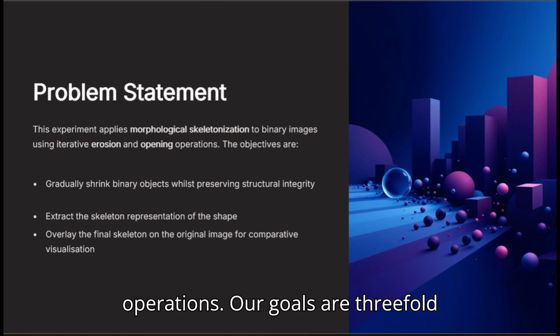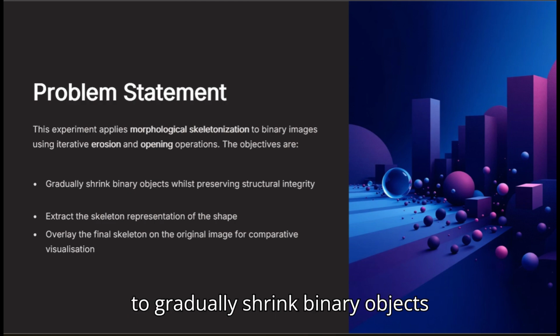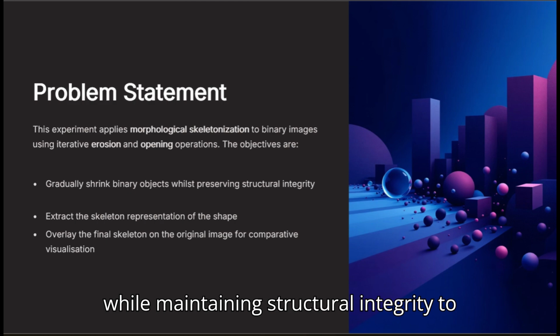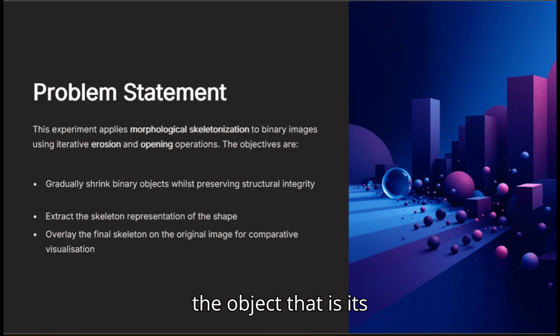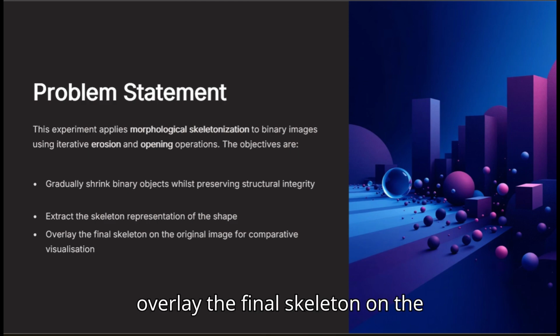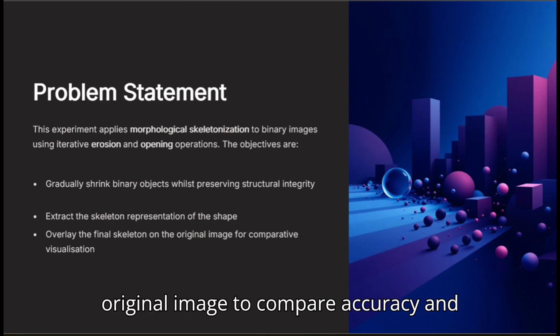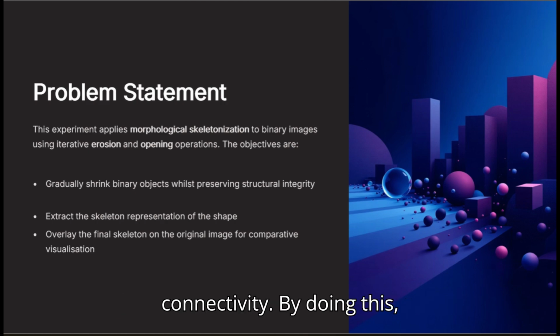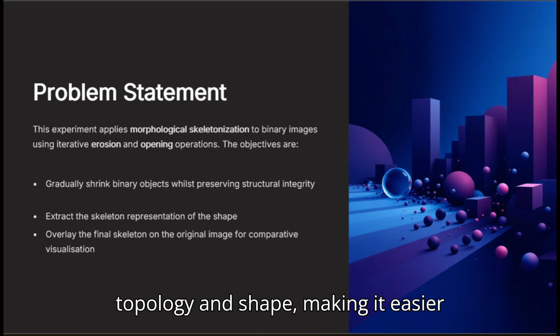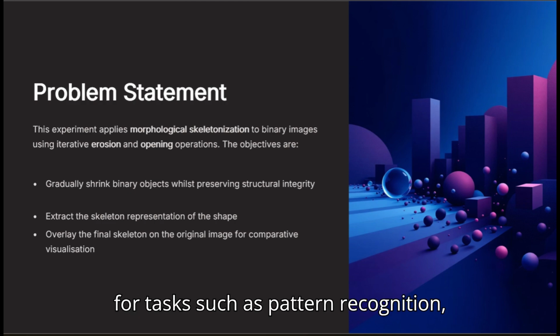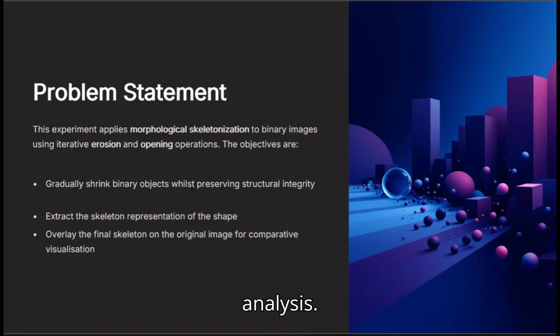Our goals are threefold: to gradually shrink binary objects while maintaining structural integrity, to extract the skeleton representation of the object, that is, its medial axis, and to overlay the final skeleton on the original image to compare accuracy and connectivity. By doing this, we achieve a clean, simplified representation that maintains the same topology and shape, making it easier for tasks such as pattern recognition, feature extraction, and biometric analysis.